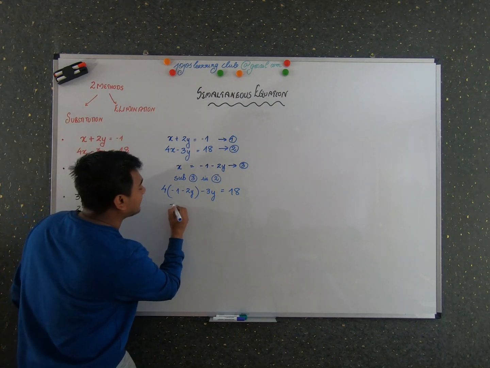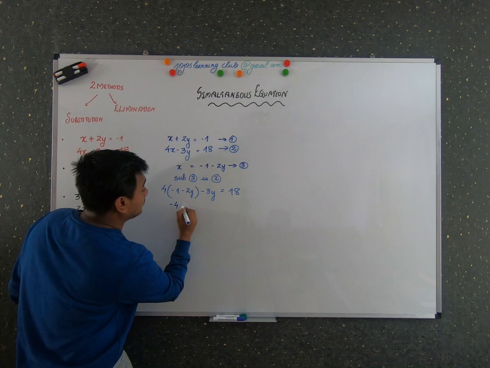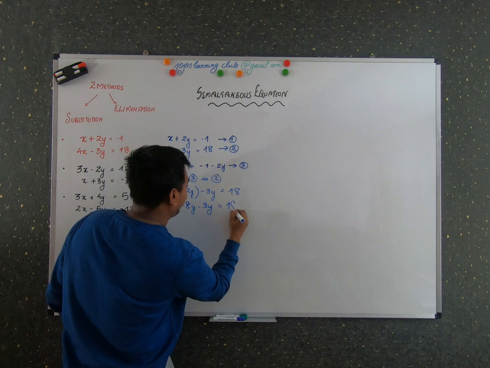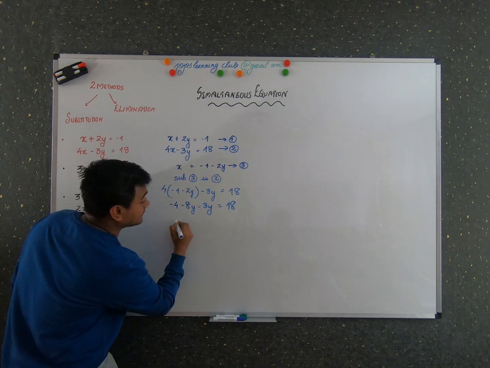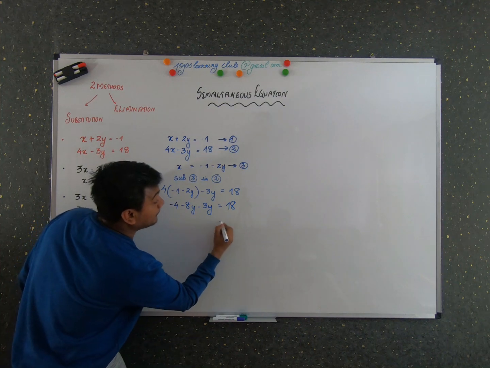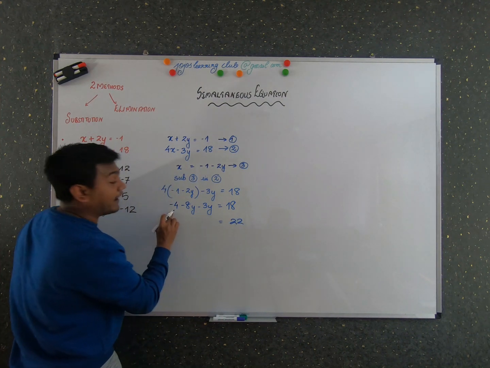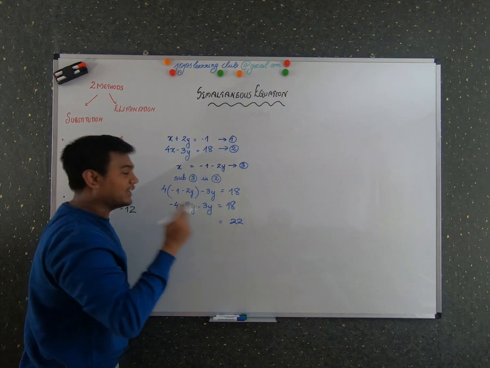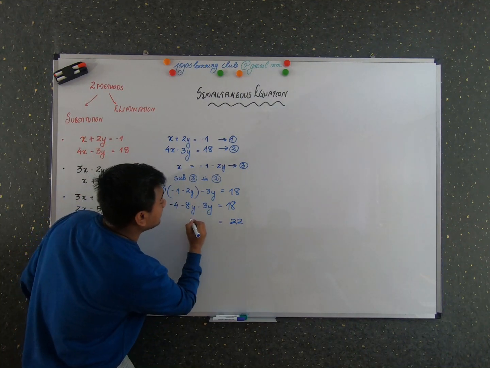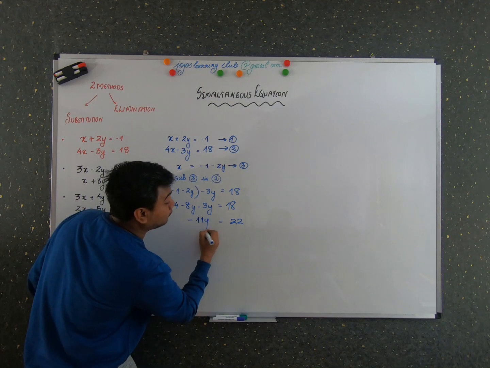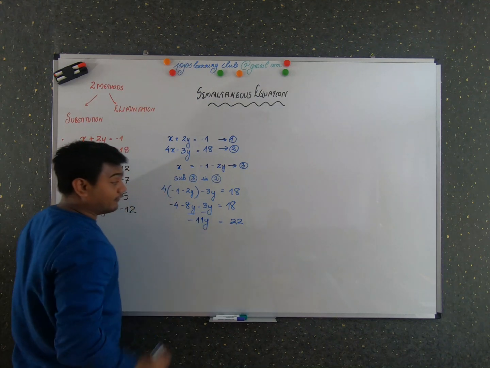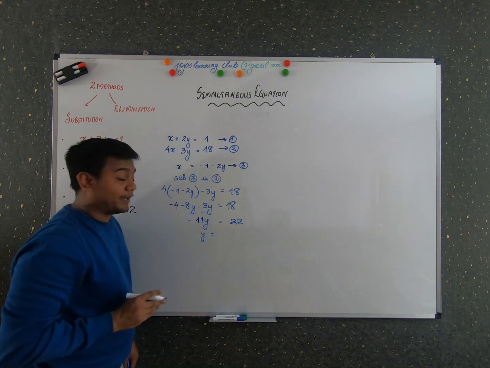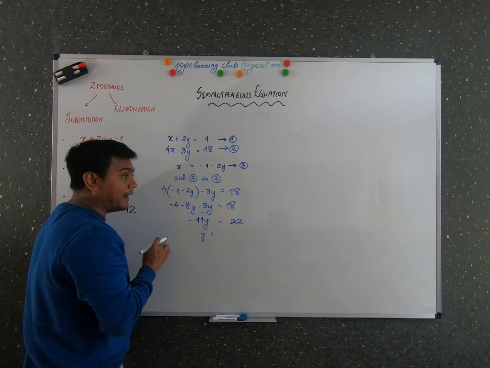So I'm going to do minus 4, and 4 into minus 2 is minus 8y, minus 3y is equal to 18. So minus 4, I'm going to take it to the other side, so it becomes 22, right? Why? Because when minus 4 goes to the other side of the equation, there is a change of sign. And here, minus 11y, you can group together the coefficients of y. So y is equal to, you learned it already from simple equations, you have to divide it by minus 11.